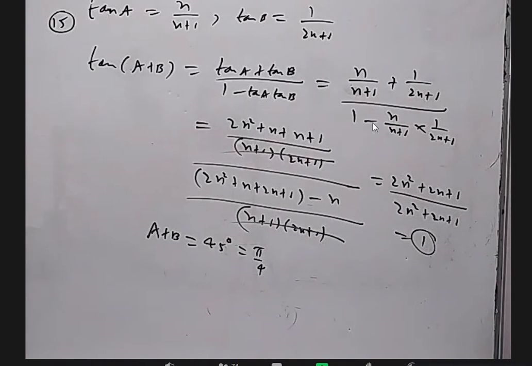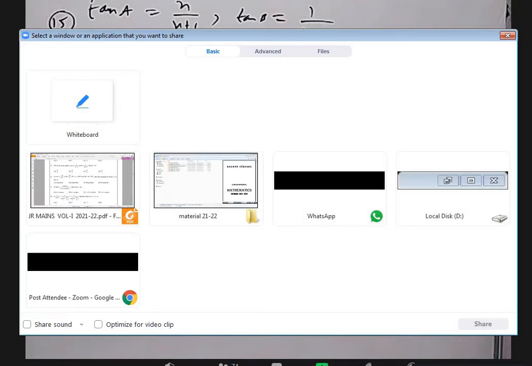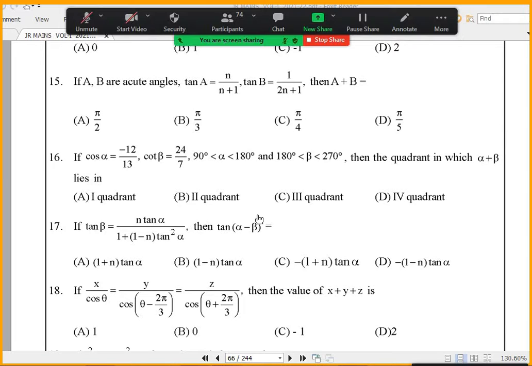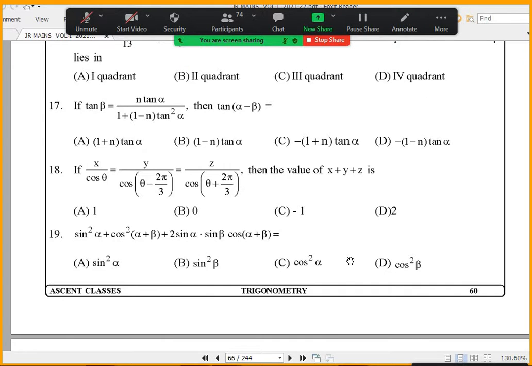Okay, this is simple. Just anybody can easily get an idea. Similarly in 17th question, you can notice in the options there is no beta at all, right? Yes, sir. Okay, so just use the tan alpha minus beta formula, tan alpha minus tan beta by 1 plus tan alpha tan beta. In the place of tan beta, substitute what is given. You just simplify it, it has to come.